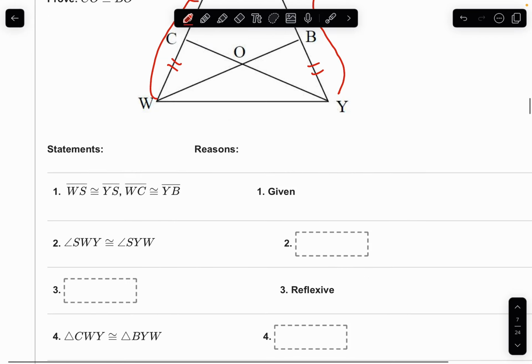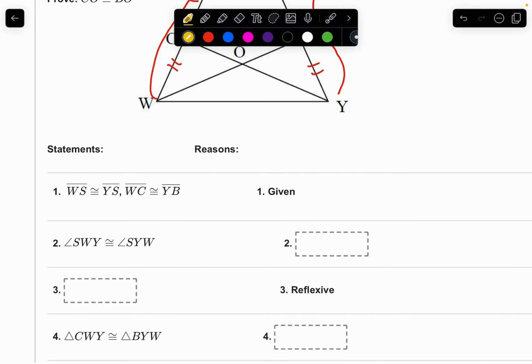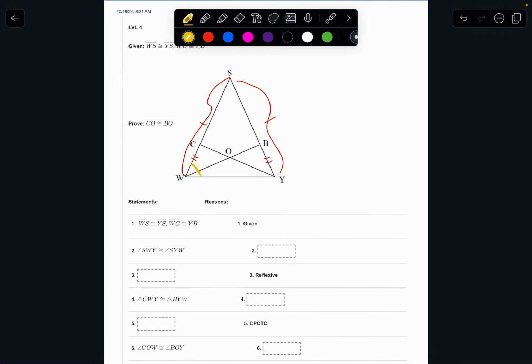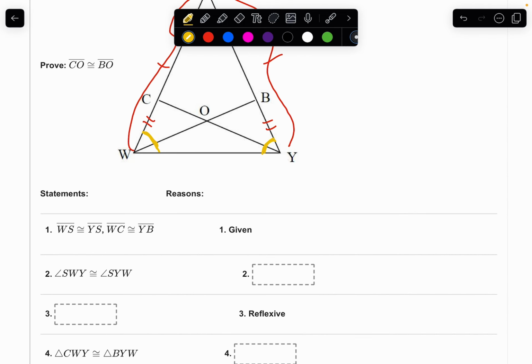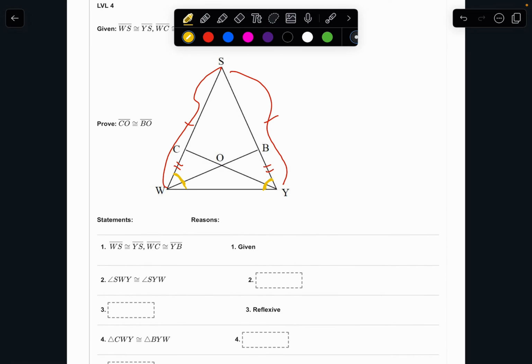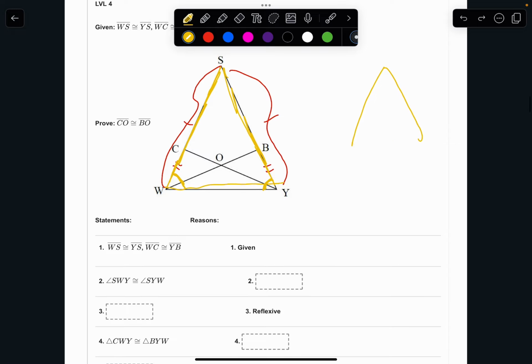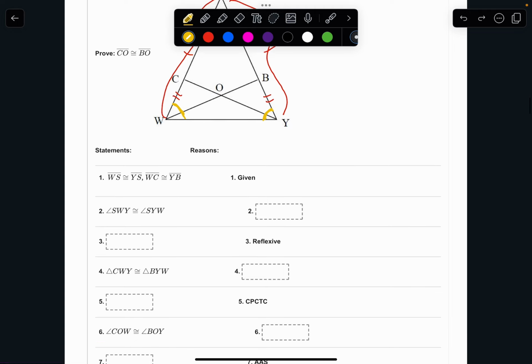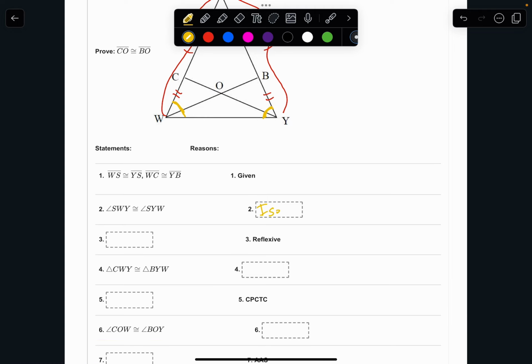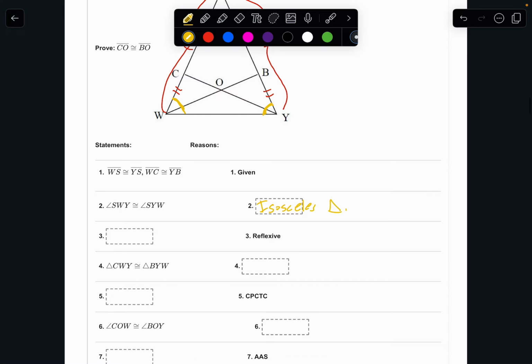All right, and then they said that SWY, that's this corner, SWY and SYW are congruent. Those two corners are congruent. And we talked about this. This big triangle is isosceles. So if I told you these two sides were equal, wouldn't that mean these two corners are equal? Yes, and that's basically what they're saying here. So that is just isosceles triangle, or definition of isosceles triangle. Got it. All right, and then they said reflexive property.